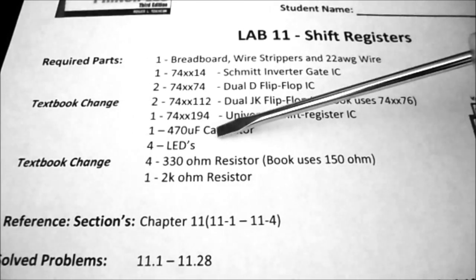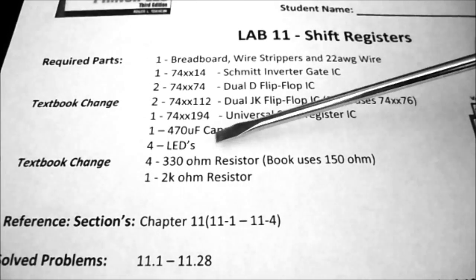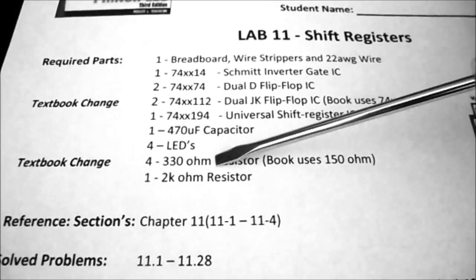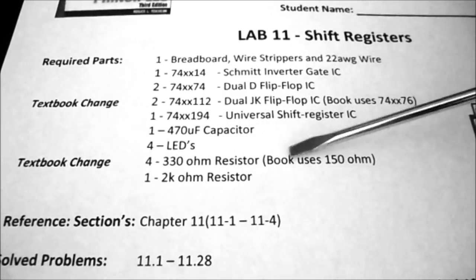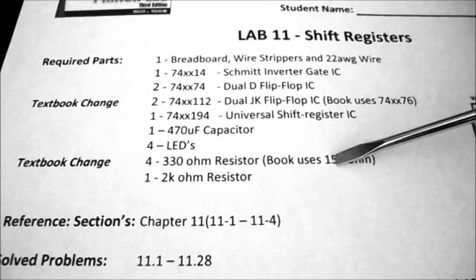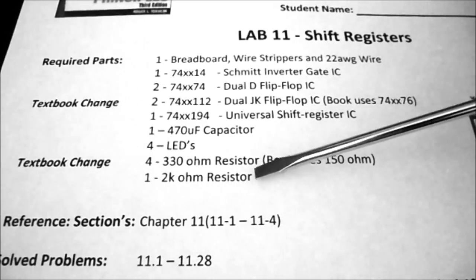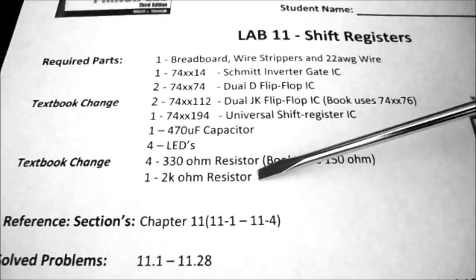We're going to need our 470 microfarad capacitor, 4 LEDs, 4 330 ohm resistors. Remember, your book uses 150 ohms, but we want to limit the current a little more. And we need a 2K ohm resistor.